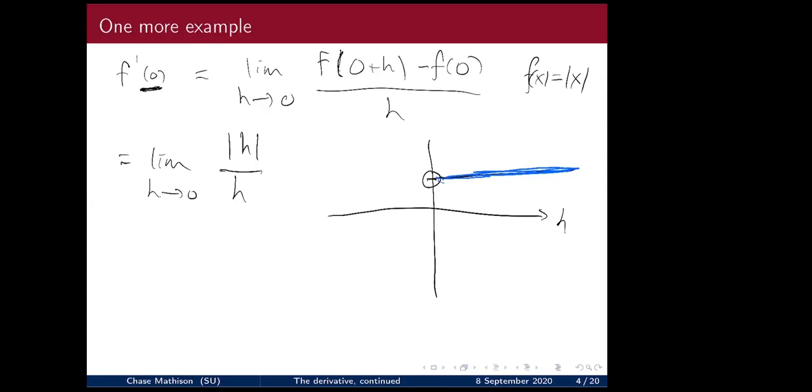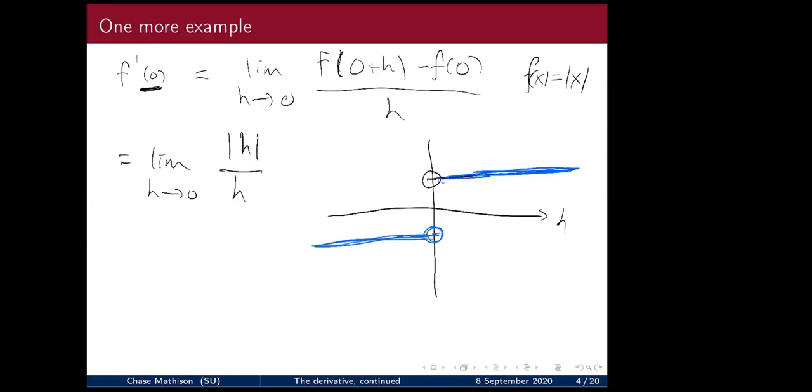If h is negative, so h is negative 20, what's the absolute value of h? 20, right? So if h is negative, then the absolute value of h is you just take the negative of that negative number. And so if h is negative, the absolute value of h divided by h is going to be negative h over h, which is negative 1. I don't know what's happening at 0, but I really don't care. And we get something that looks like this for h negative.